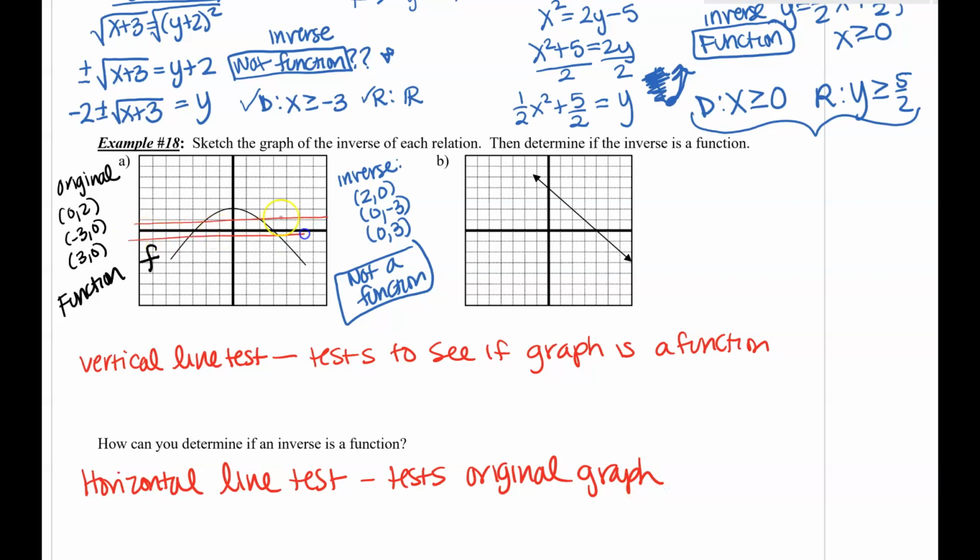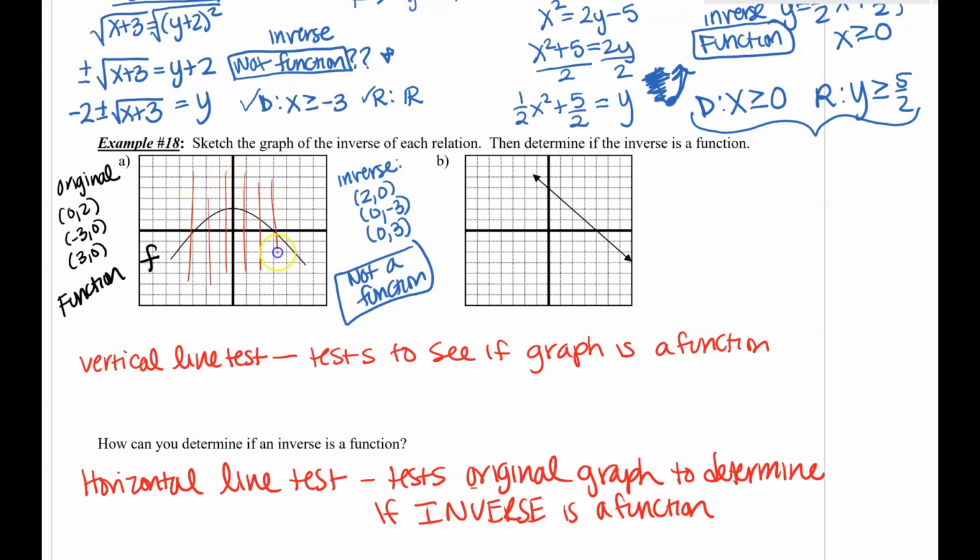So I'm going to test it this way. You can see it's failing the horizontal line test. It's hitting more than once. That tells me nothing about the original. I test the original to determine if the inverse is a function. Okay, so that's what our horizontal line test will do. So you can draw it and then test it and just use vertical lines, or you could use the horizontal line test on the original. So I could look at this one and I could say passes the vertical line test, this is a function.